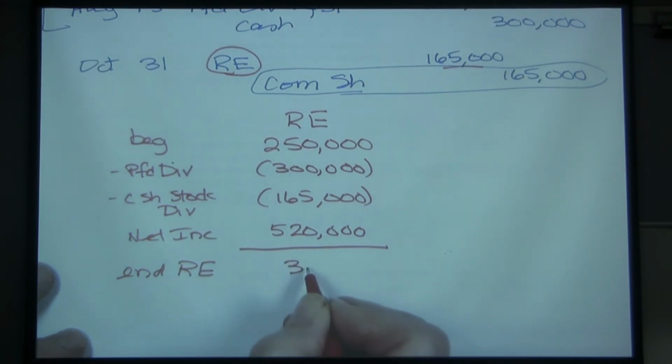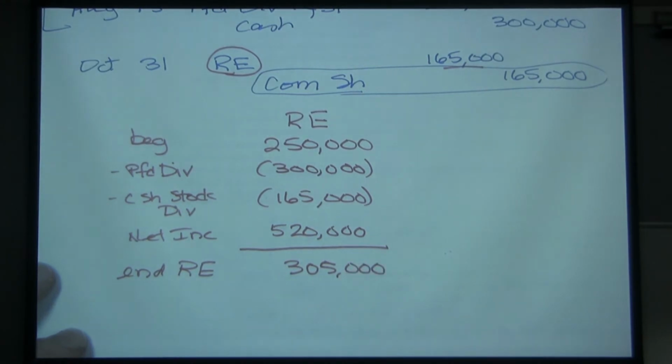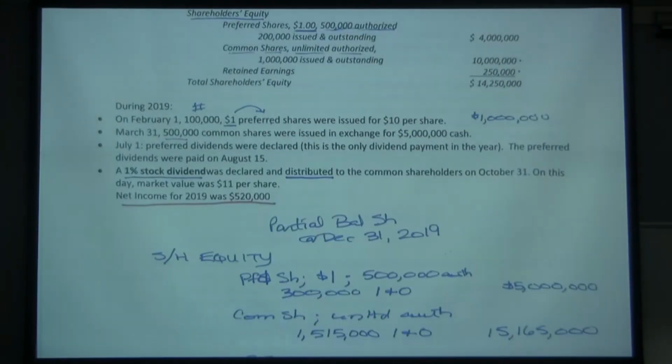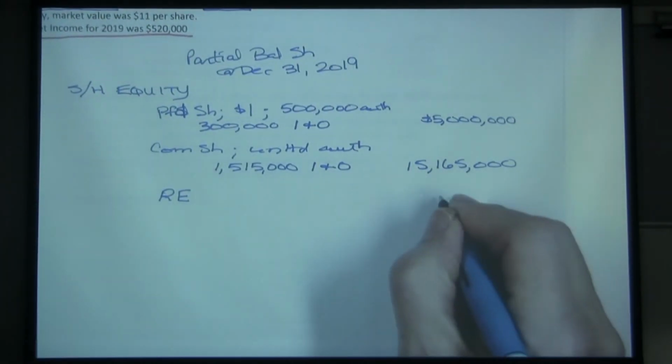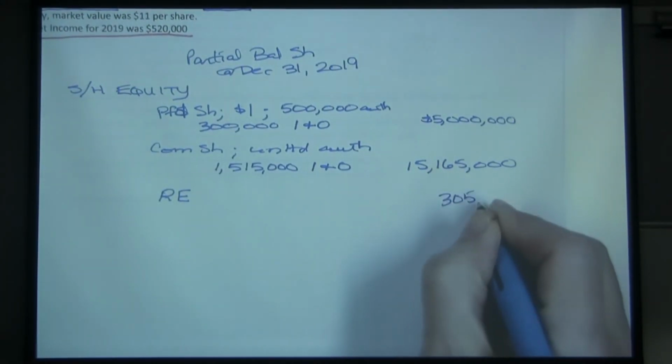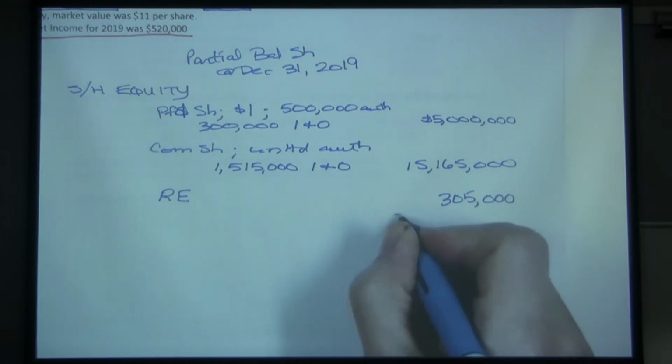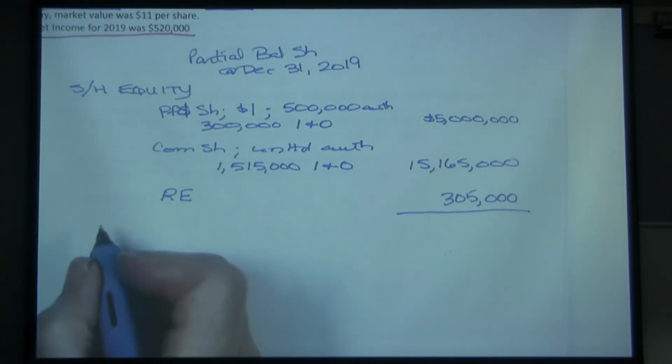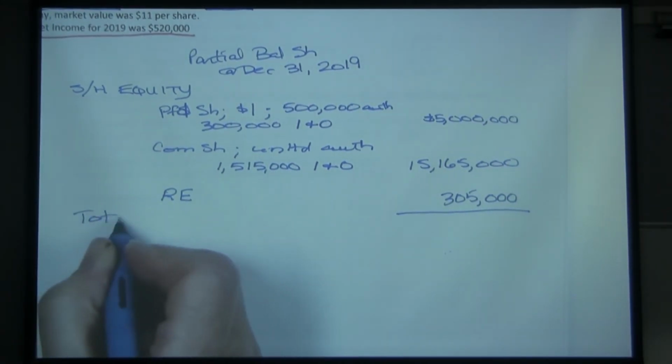So once again, this would be a column in your statement of changes in equity. So our ending retained earnings is 305,000. And now we can put that on the updated balance sheet. And now we can get our total shareholders' equity by adding those three items.